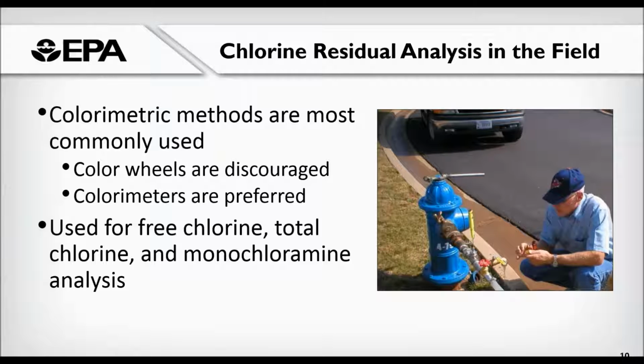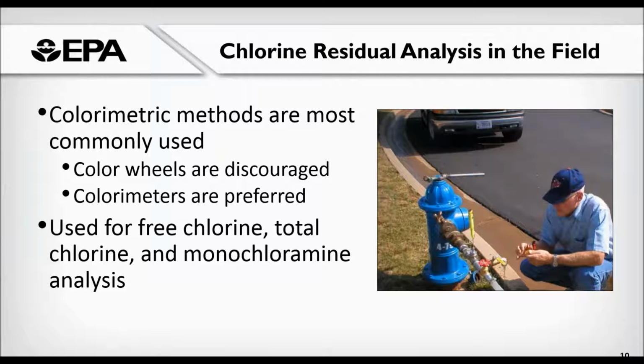So next I'm going to talk about some of the commonly used chlorine residual field methods. The colorimetric methods are the most commonly used in the field. They're relatively quick and easy to conduct, and they also provide relatively accurate results if they're conducted correctly and the operator is aware of interferences and potential limitations associated with the method. So I'm going to talk about the various issues with the different methods here in a moment.